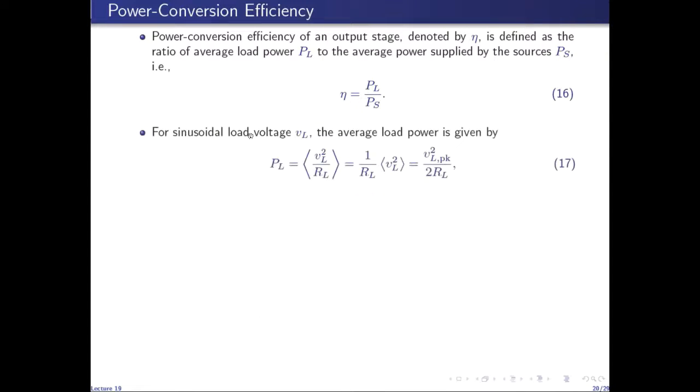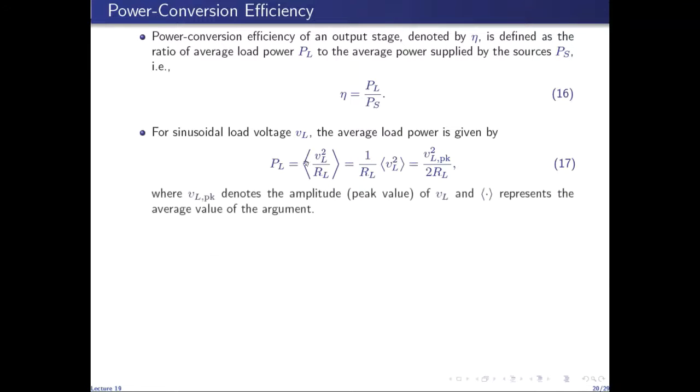So assuming that the signals flowing through the amplifier are sinusoidal and the output stage is linear, the load voltage will be sinusoidal, and the average load power will be given by the average of VL square over RL, where these symbols represent an operator which computes the average value of its argument. So since RL is constant, VL is varying, we need to compute the average value of VL square.